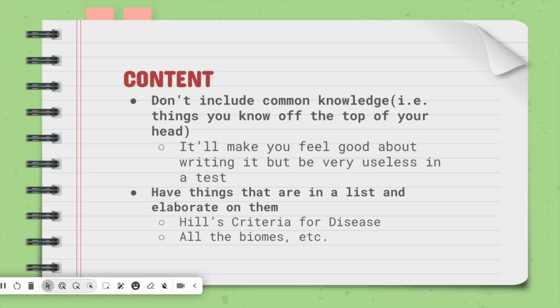There are some things that you just have to memorize, but you can avoid memorization by putting them on a cheat sheet, like Hill's criteria for disease, all of the biomes for ecology, and maybe all of the bones for anatomy this year. So don't waste your time on memorizing them and just put them on a cheat sheet, those things especially, and put harder concepts on a cheat sheet.